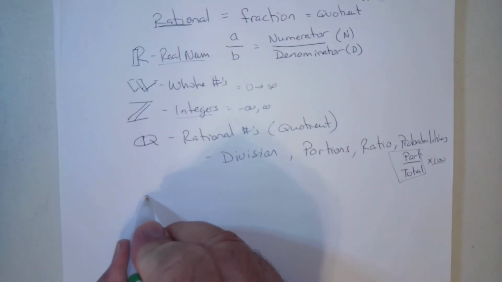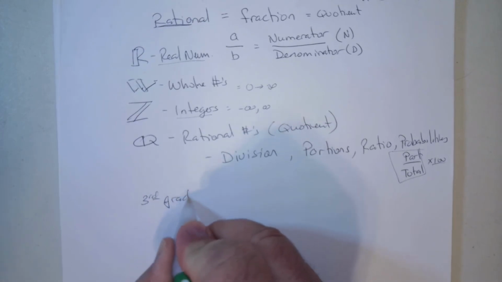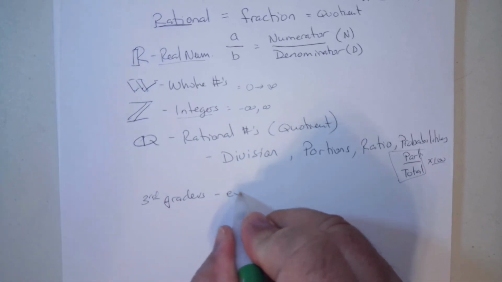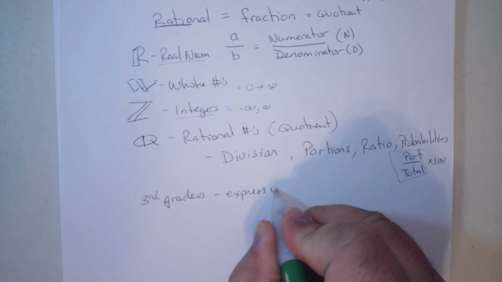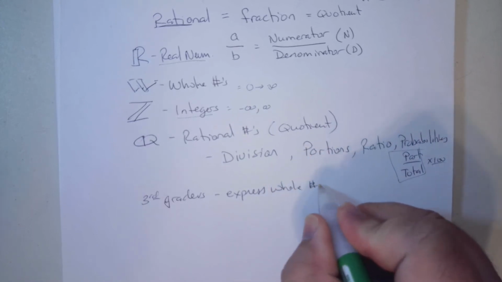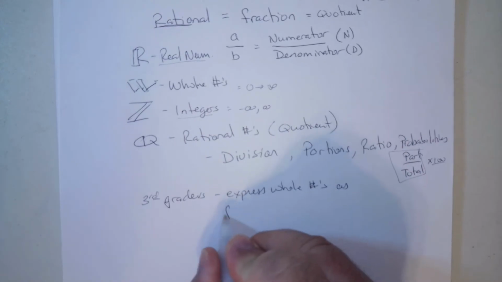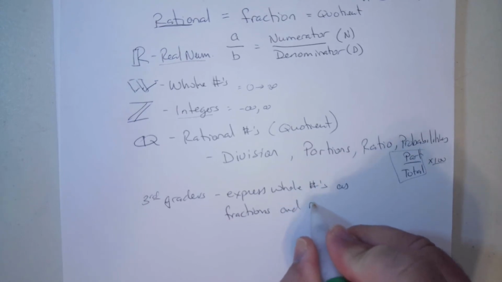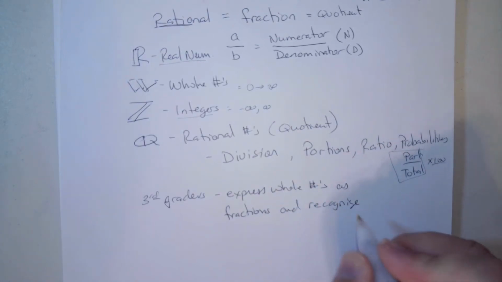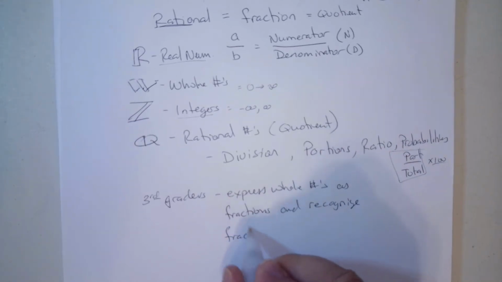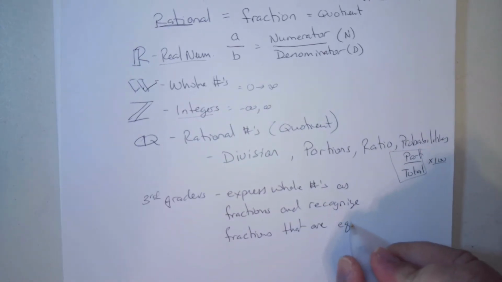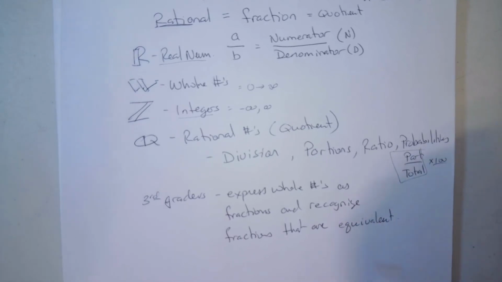By the 3rd grade, students should be able to express whole numbers as fractions, and also to recognize fractions that are equivalent to whole numbers.